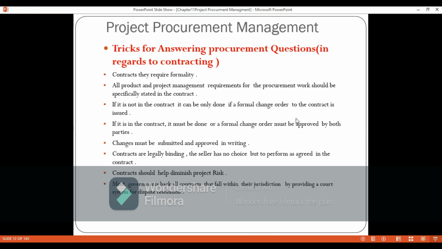Otherwise, a formal change order is issued for the contract. If it is in the contract, it must be done. A formal change order must be approved by both parties, so changes must be submitted and approved in writing. Contracts are legally binding. The seller has no choice but to perform as agreed in the contract. Contracts always help to diminish project risk, so they are able to offset risks whenever there are any. Most governments back all contracts that fall within their jurisdictions by providing a court system for dispute resolution.